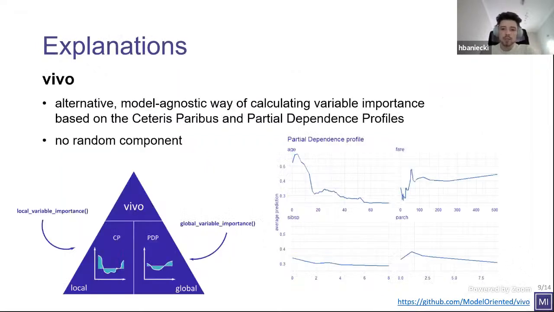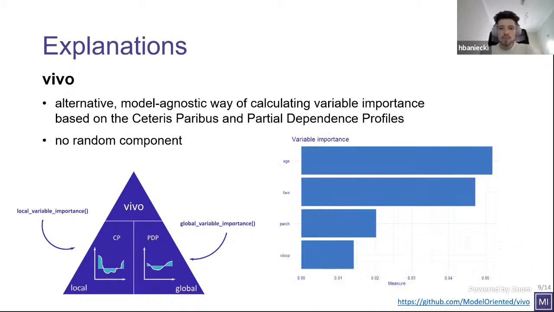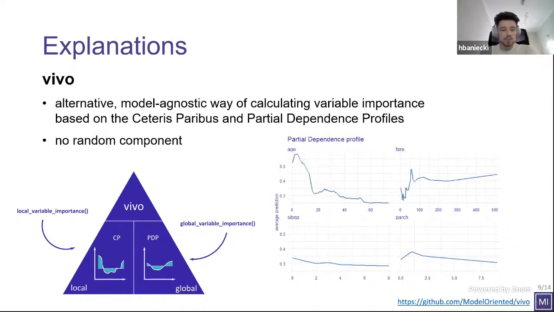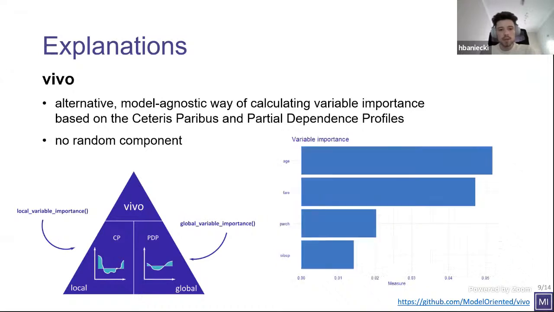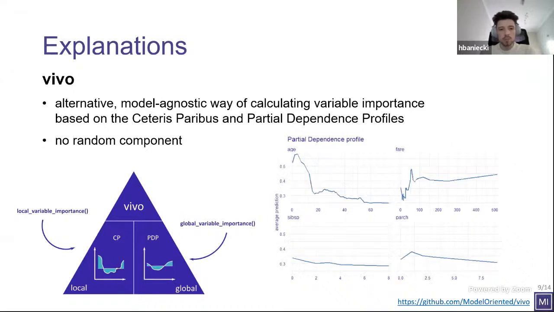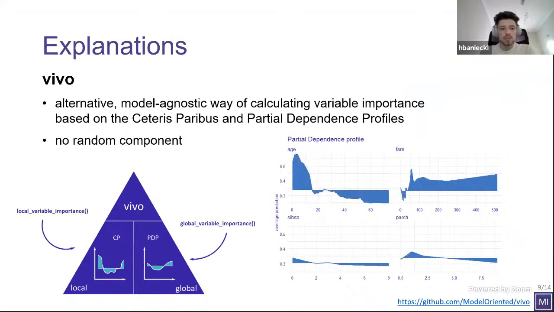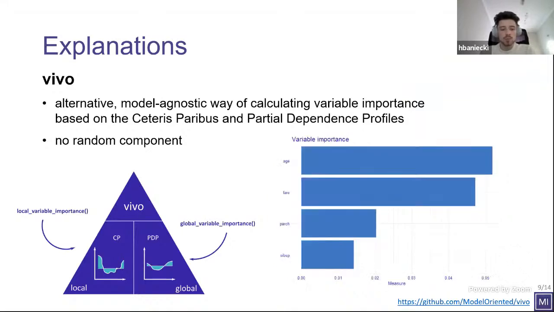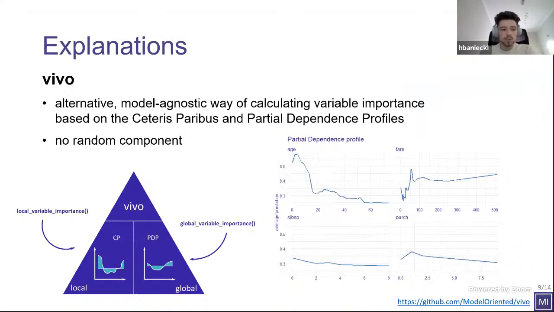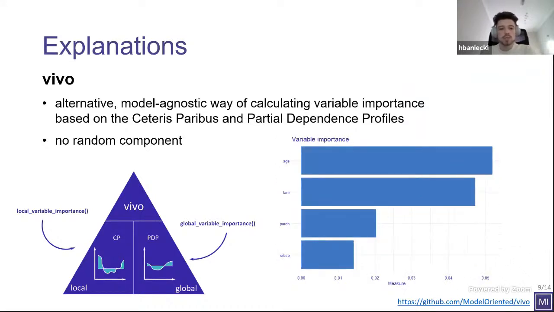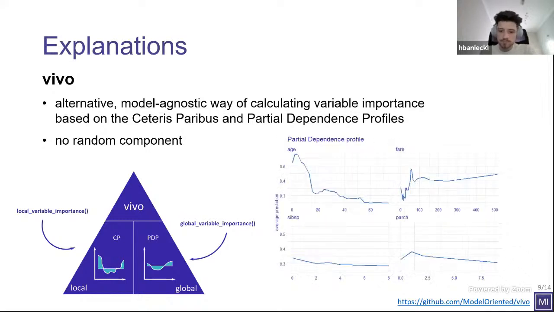So now coming to some single model explanation packages. The first package is the Vivo package, which implements another way of calculating variable importance. The measure is based on the ceteris paribus profiles for the local variable importance, but we have now also implemented the global variable importance, which is based on the partial dependence profiles.